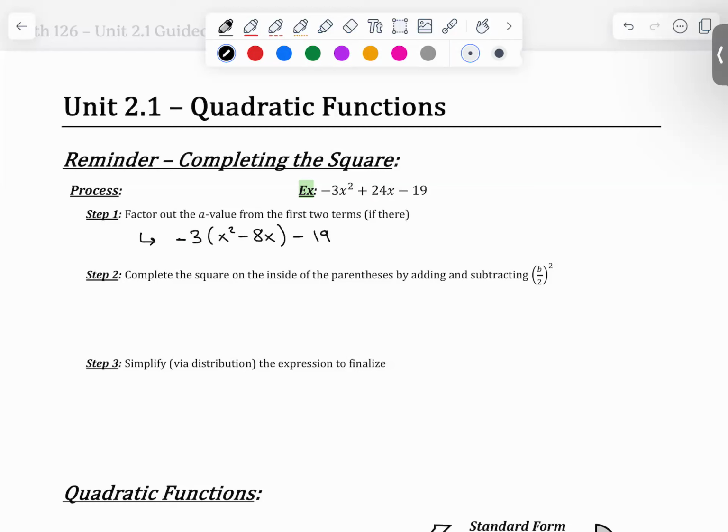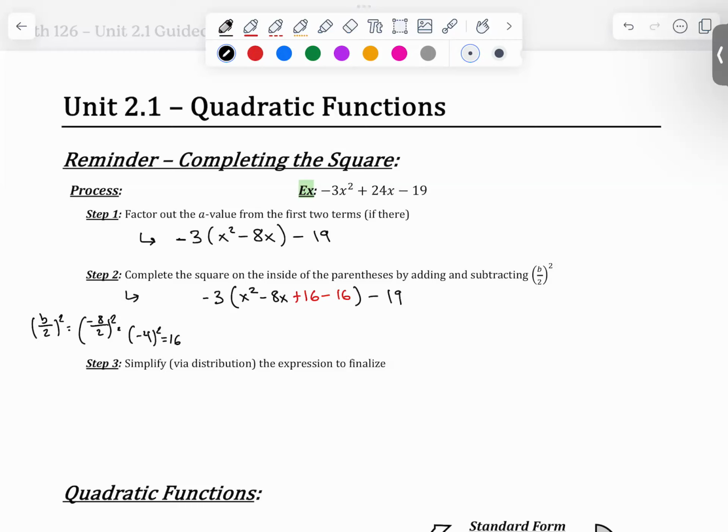Then step two would be to complete the square on the inside of the parentheses by adding and subtracting the b over 2 squared term. So just on the side here, I'm going to compute that. So b over 2 quantity squared would be -8 over 2 squared, which should be -4 squared, which is 16. So on the inside of these parentheses, I'll rewrite it. So -3 times x squared minus 8x. I'm going to add 16 and then immediately subtract it because that's just cleverly adding 0. And then don't forget about your -19.